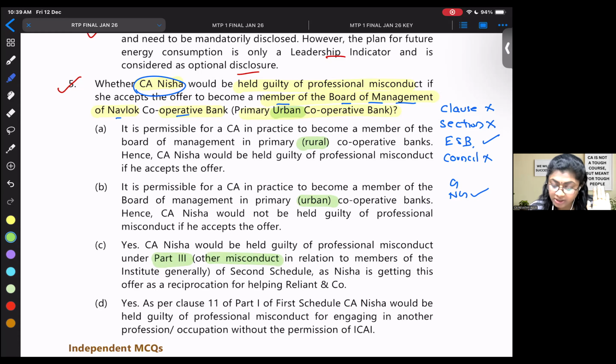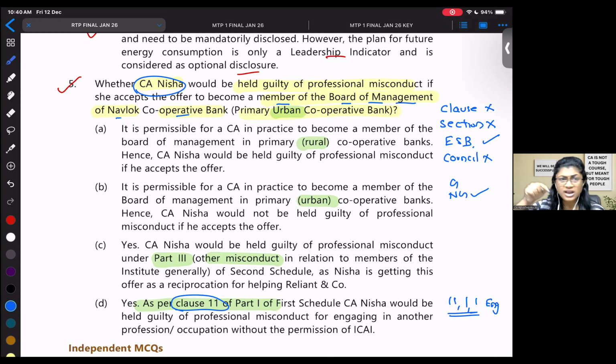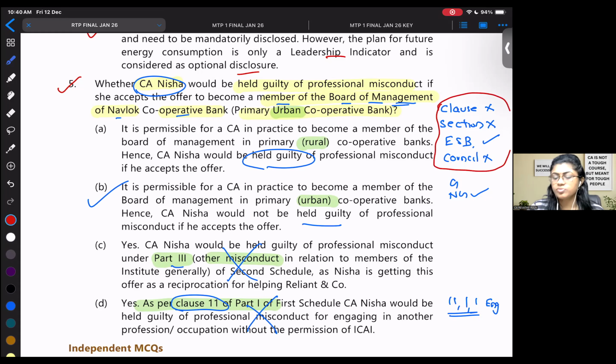Part 3, other misconduct, they are saying. Here they say clause 11, part 1, first schedule. Now what is clause 11, part 1, first schedule? Can someone say? Just the keyword: 11.1.1 says about engages... They are talking about holding directorship. Here it is not that. It's only a cooperative bank becoming the member. No. Part 3, other misconduct. No. So the answer is A or B. Would not be guilty, would be guilty. The answer is B. Whenever you get an ethics question, please keep this as a checklist, whether it is clause or section or ESB or council.